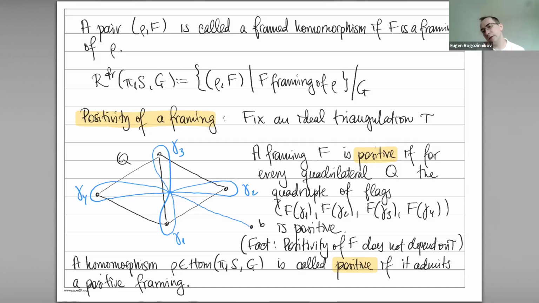And the fact is that this definition does not depend on the triangulation. You can pick any triangulation, and if the framing is positive for one triangulation, it will be positive for another triangulation. Now we say that a homomorphism is positive if it admits a positive framing, and the fact is that this property of being positive is an intrinsic property of a homomorphism. So that means that if our representation admits one positive framing, then every framing of our rho will be positive. So it is not unique, but all the framings will be positive in this sense I defined before.